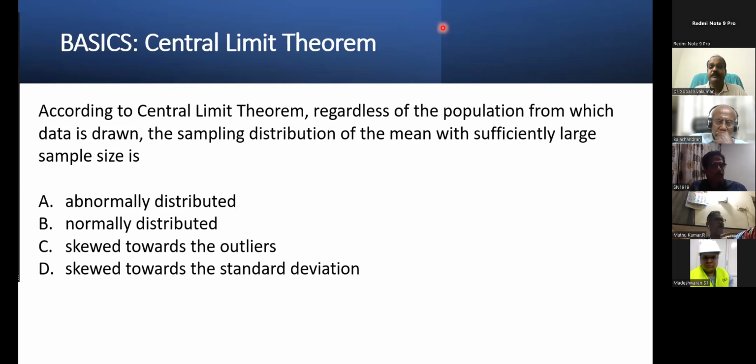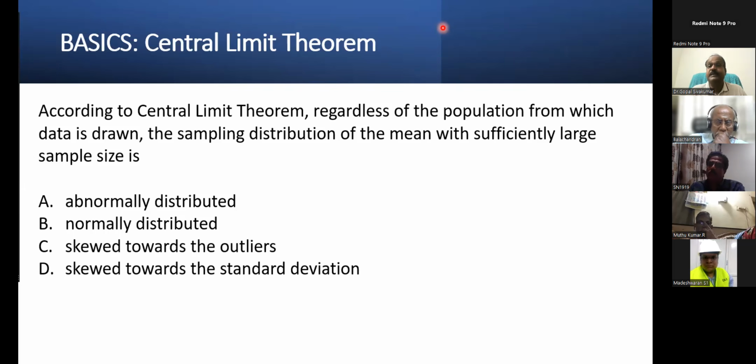All of you are listening. Now for a subgroup, there will be an average. That average is called the subgroup average. Now take the second subgroup. The second subgroup also will have an average. Imagine you have taken 100 subgroups. Now how many averages will you have? 100 averages. If you plot a histogram of 100 averages, that will resemble your bell curve.